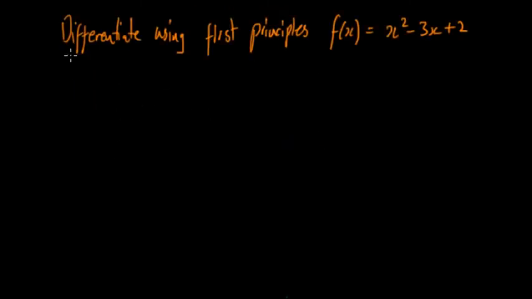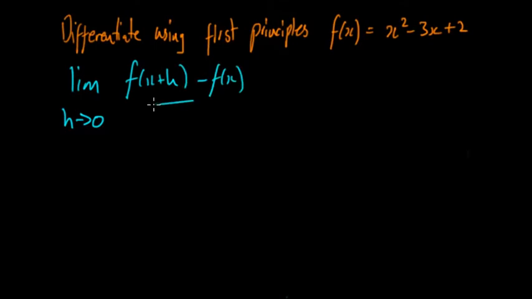So we'll look at an equation, differentiating using first principles. So we have the equation here: the limit of h going to 0, f(x plus h) minus f(x) over h. And remember this, try and think about what it means.